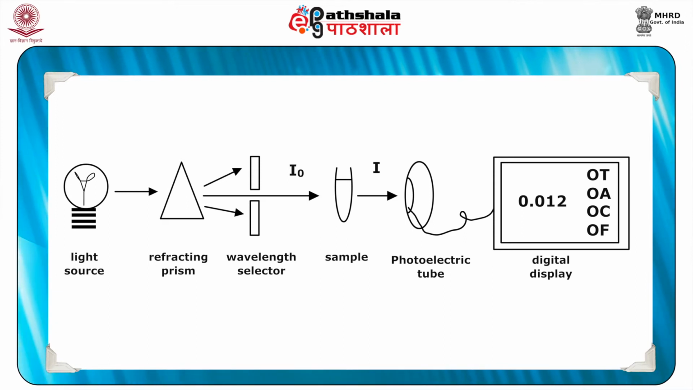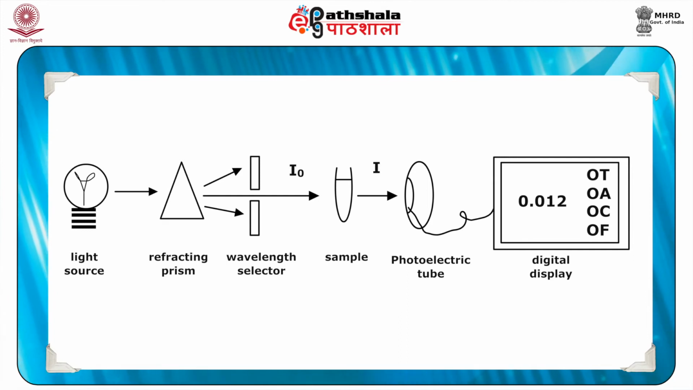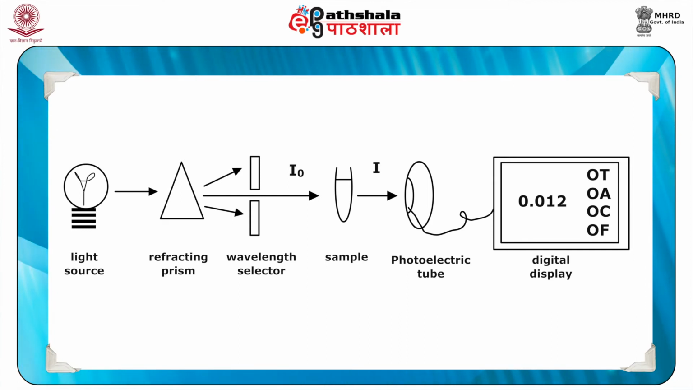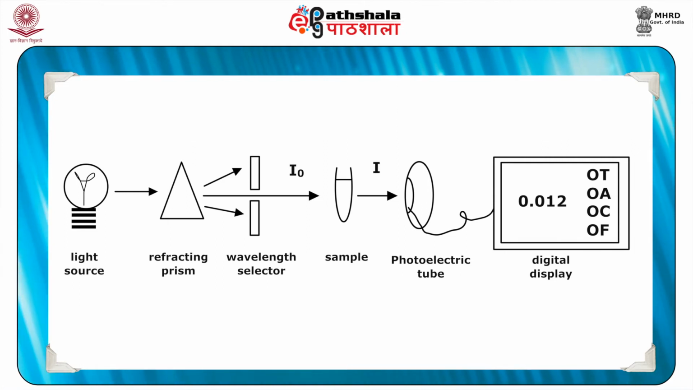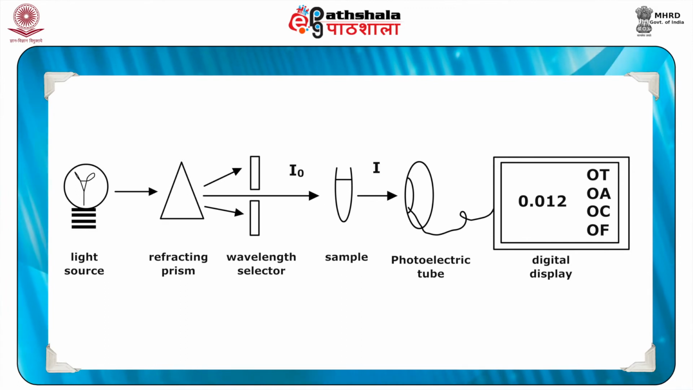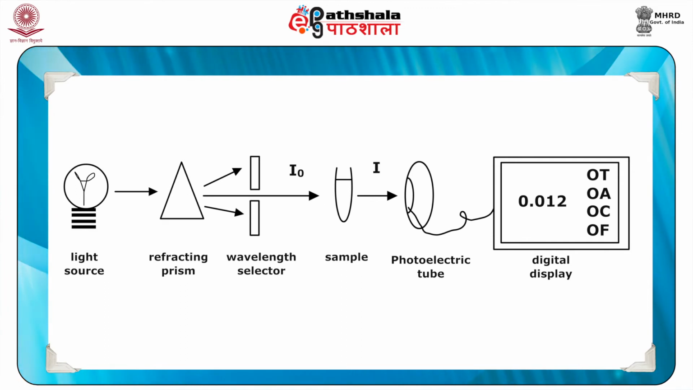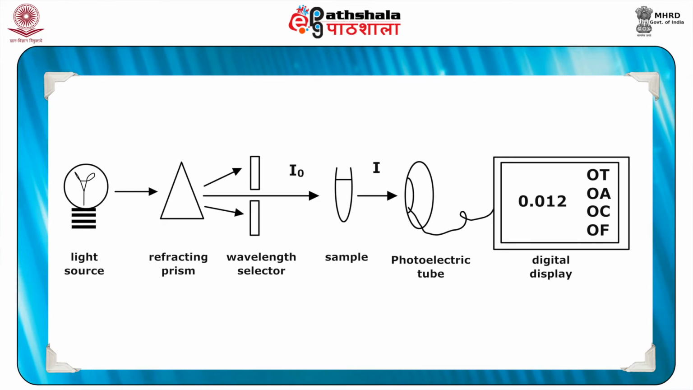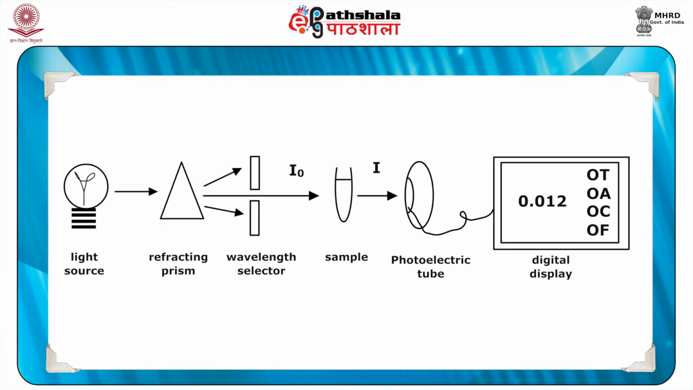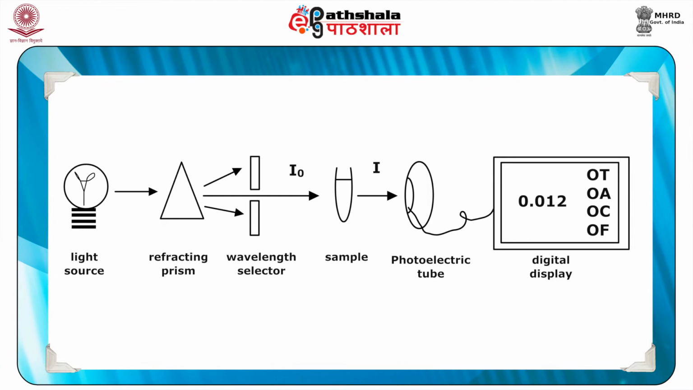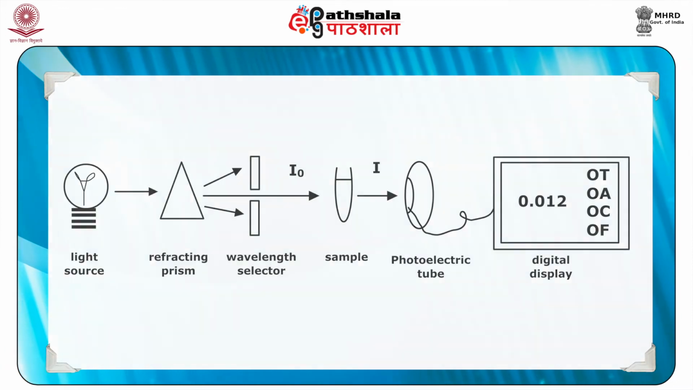The light from the light source goes through a refracting prism and then through a selector, which is in other words a monochromator, and then through the sample. The sample will then allow a certain portion of the light to pass through, which is then picked up by a photoelectric cell and then computed to give the absorbance measurements.